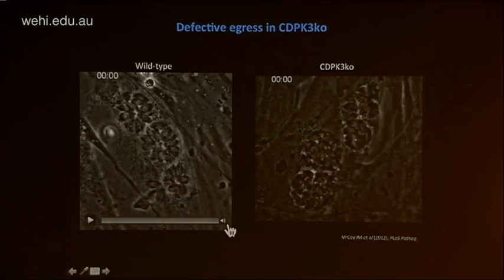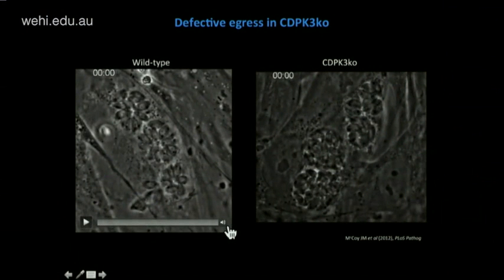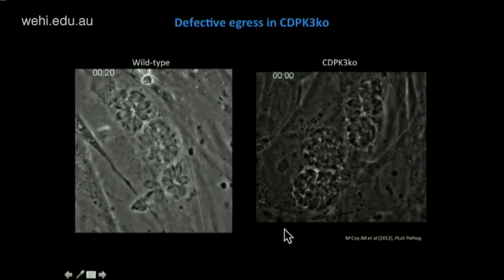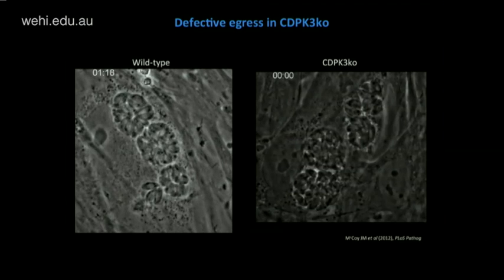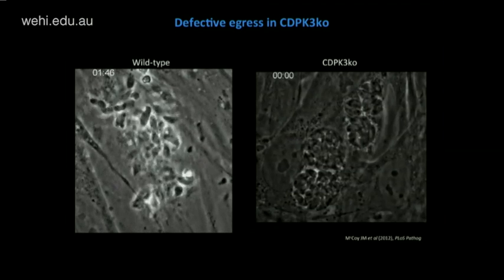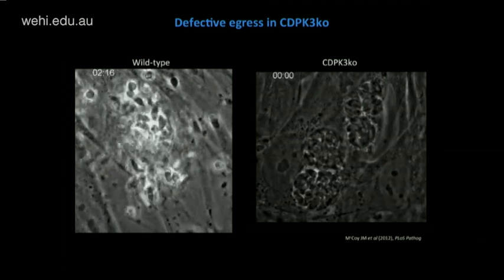And in these egress assays, what you're doing is essentially the parasites are replicating really nicely inside the host cell, and then you add a drug called a calcium ionophore, which causes artificial release of these intracellular calcium stores, which stimulates calcium signaling, leading to egress from the host cell. And when you do that with wild-type parasites, this is measuring in minutes and seconds. So after about a minute and a half of the ionophore being added, the parasites activate motility and escape from the host cell.